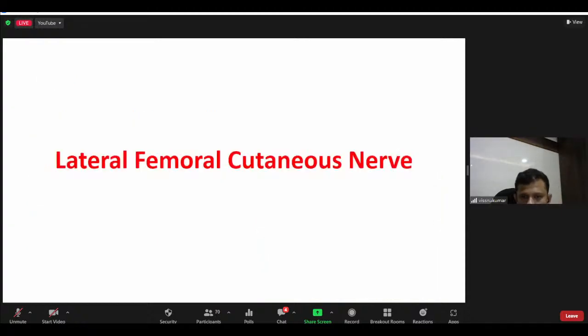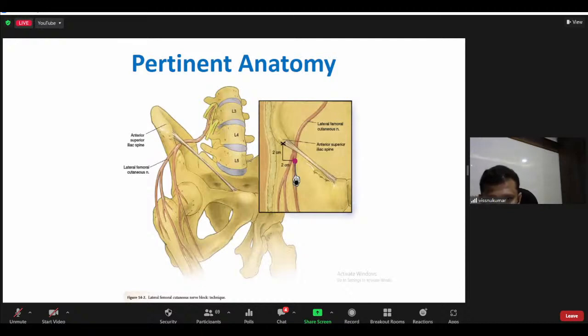Now let's go to another nerve block, the lateral femorocutaneous nerve. This is a very important nerve. Only two days before, I did a case of meralgia paresthetica, where there is a compression of the lateral femorocutaneous nerve. So the pertinent anatomy: the LFCN is formed by the dorsal rami of L2 and L3, and they exit the pelvis below the inguinal ligament.